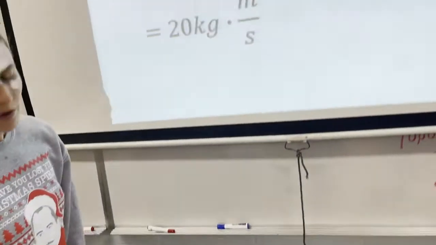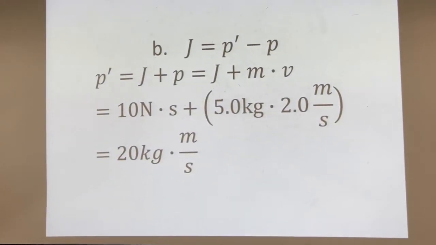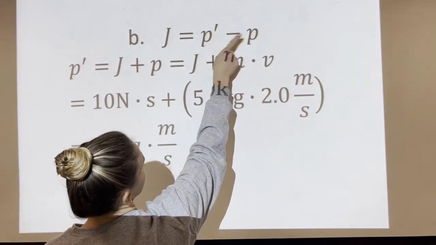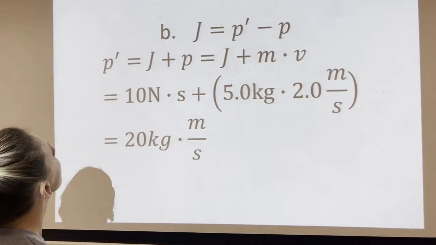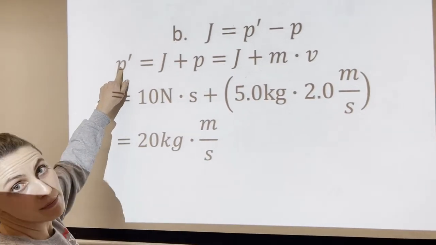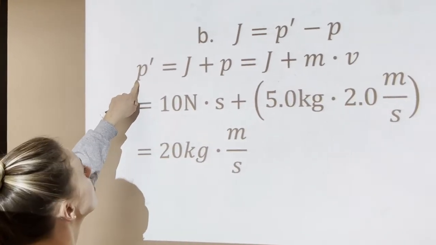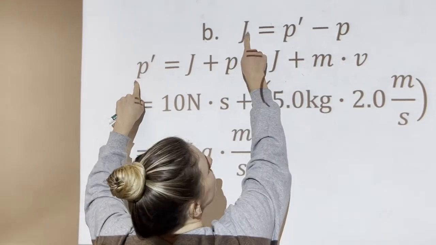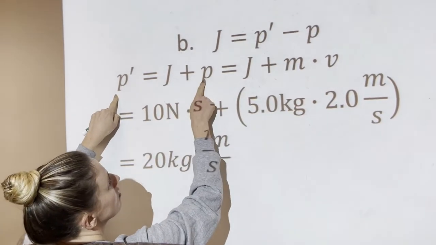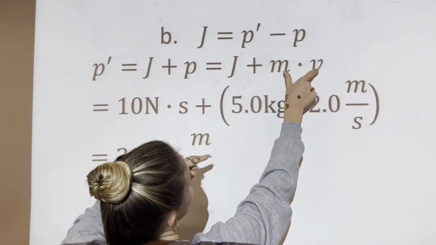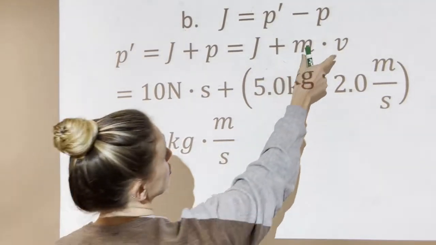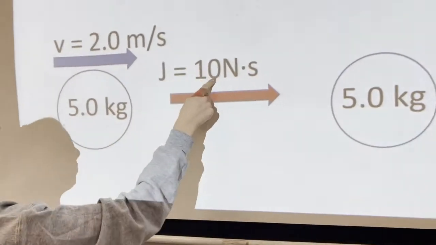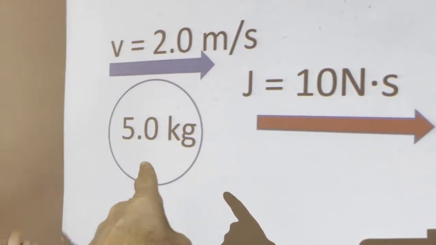Okay, so this one says, what is the ball's momentum after the impulse? So the impulse is the change in momentum, which is the same thing as final minus initial. And we want to figure out the final momentum of the ball after the kick. So we can just add this over here: impulse plus the initial momentum. We know that initial momentum is mass times velocity. We're given this information, and if you go back to that illustration on the previous one, initial momentum is 2 times 5, which is 10.